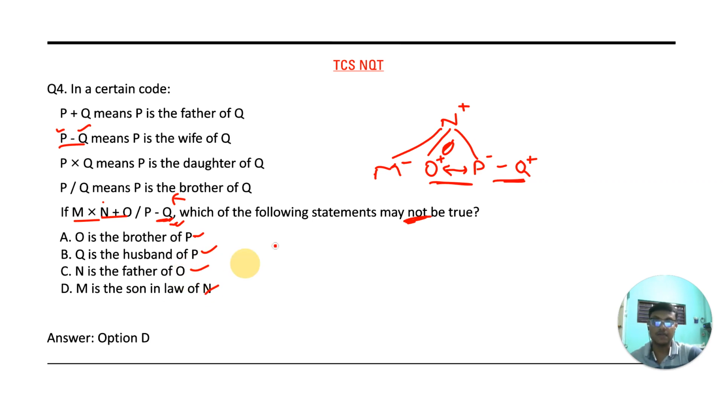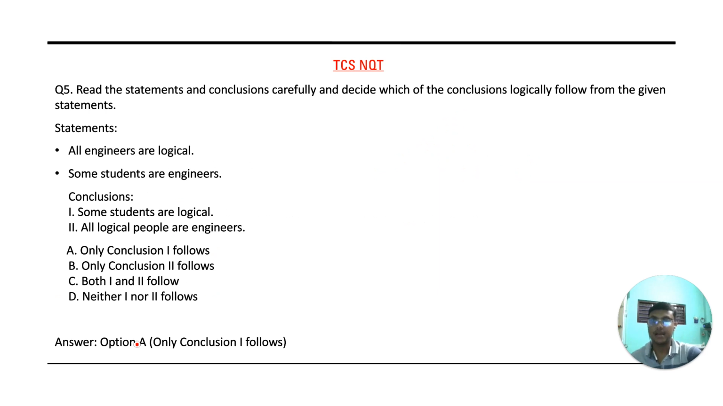M is son-in-law of N. No, that is not correct because M is daughter of N and not son-in-law, and hence the wrong option among the following is option D, and hence this is our correct option, which is option B is the correct answer. Hope you all got the logic. Let's move on to the next question.